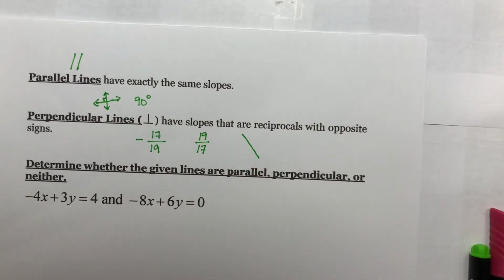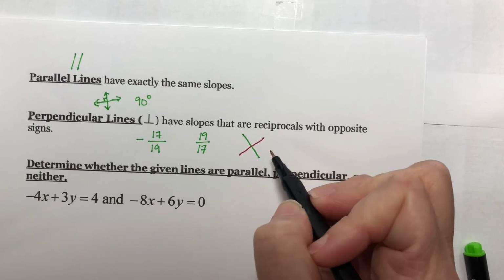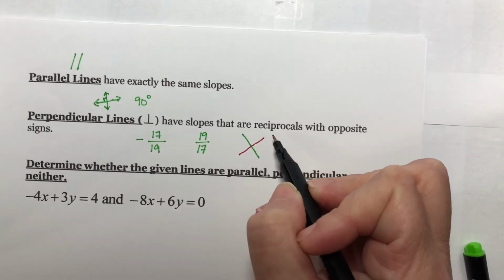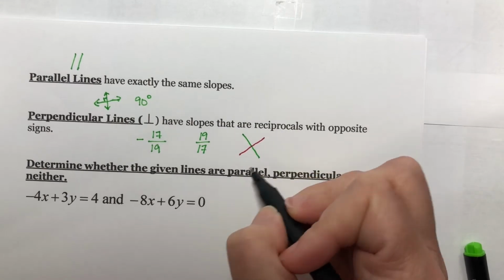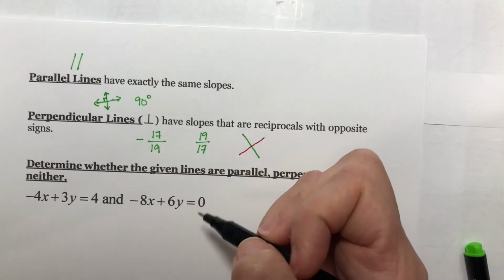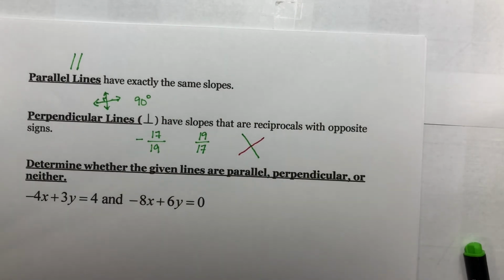If you think about trying to draw a perpendicular line, it must go something like this. It must be going up, and if it's going up, it has a positive slope. So this is kind of what's happening with the opposite sign bit. Okay. So how do these problems look?